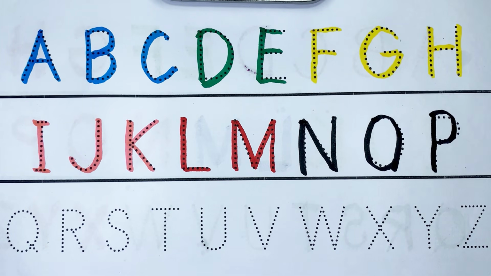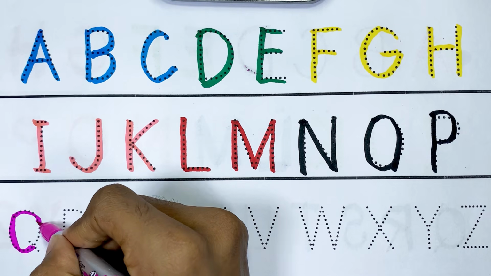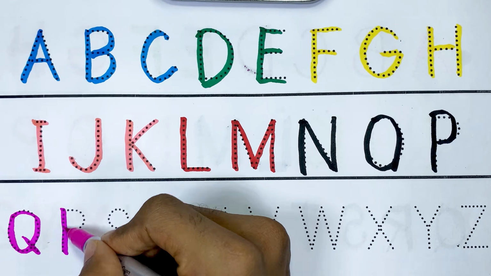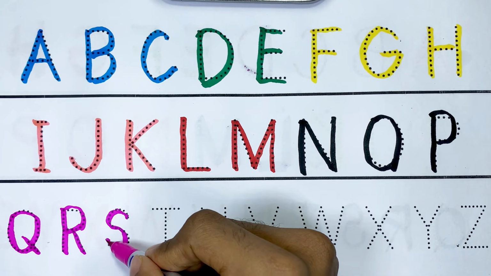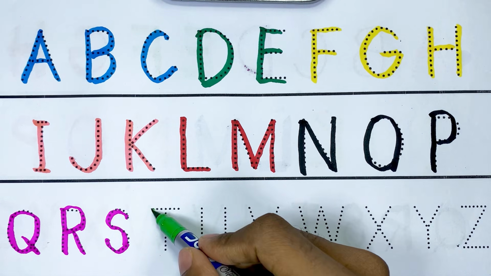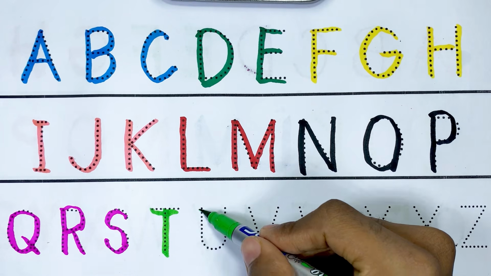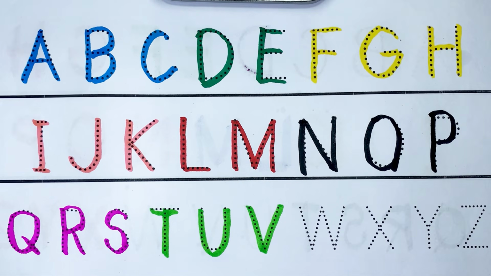P for parrot. Kids, now you draw Q. Q for queen. R for rose. S for sun. Kids, now you draw T. T for teacher. U for umbrella. V for van. Kids, now you draw W.